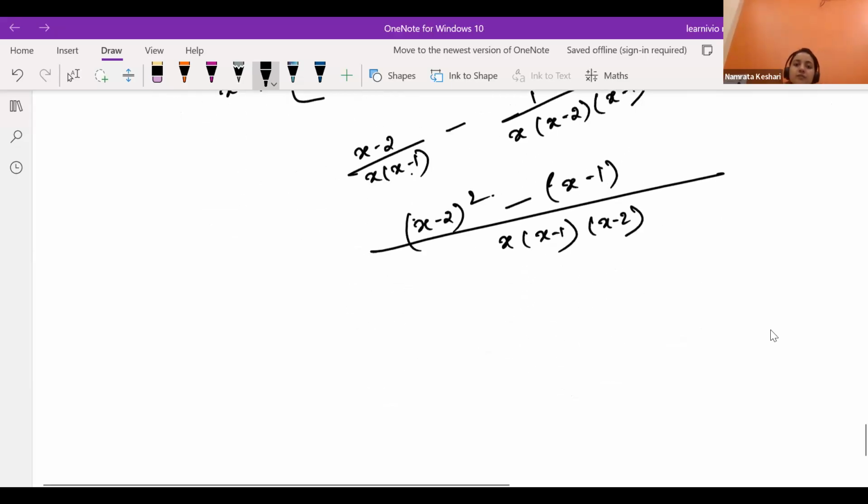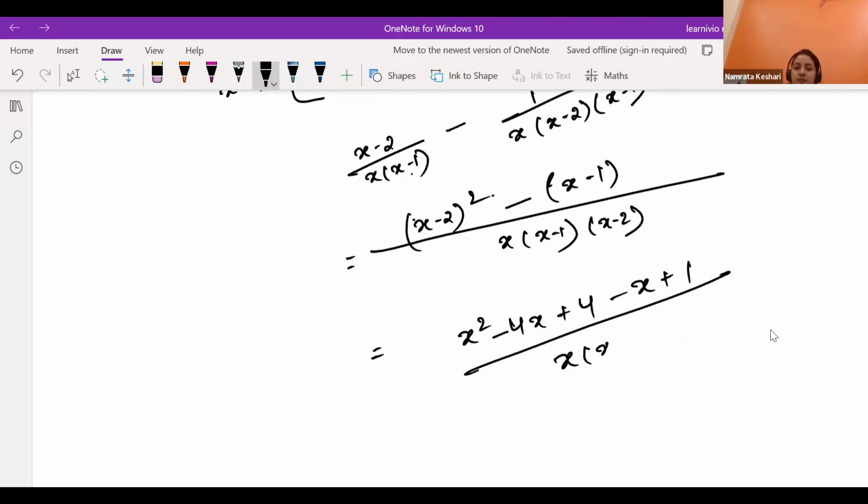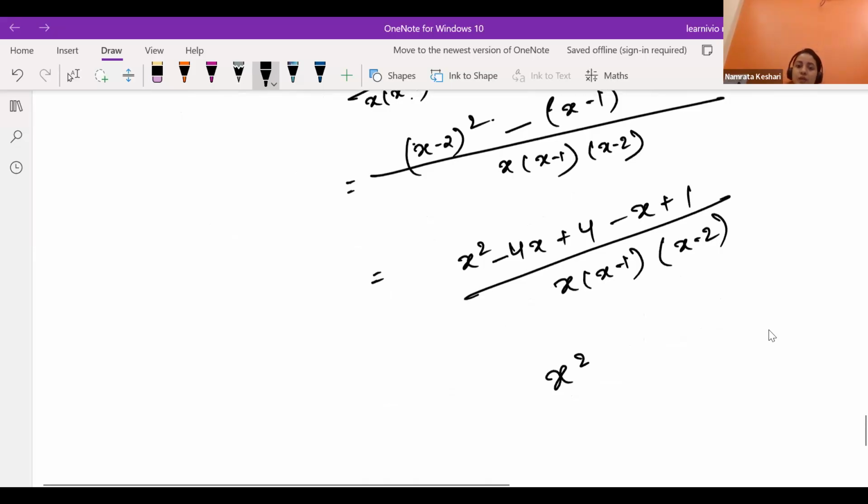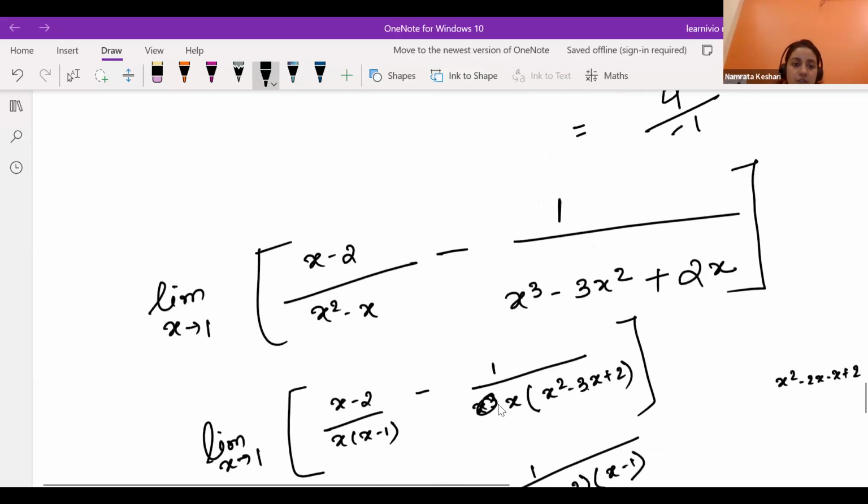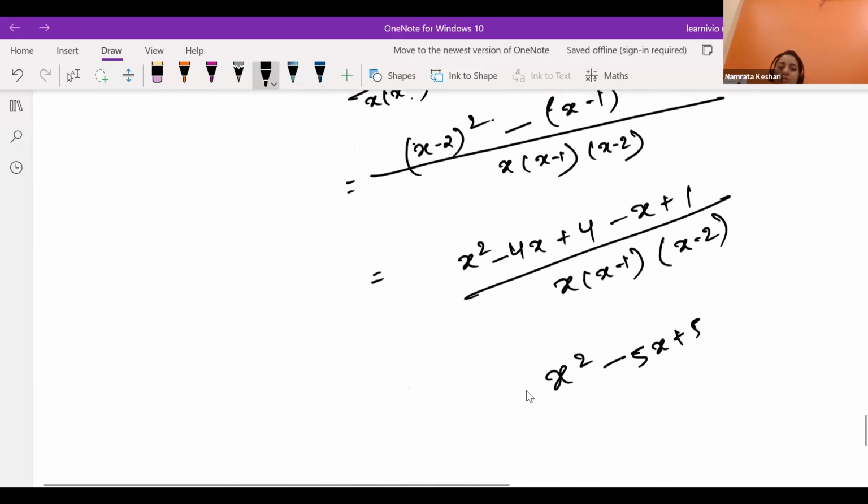So we'll be getting a square minus 2ab plus b square minus x plus 1. So we are getting x square minus 5x plus 5. Now again, if we substitute x as 1, we are still getting the denominator 0.